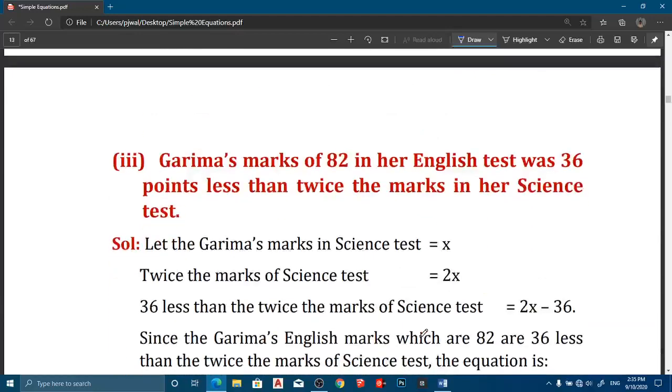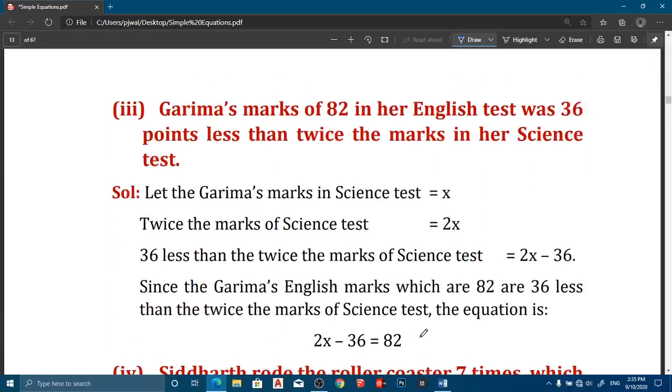Next one, Garima's marks in her English. In her English, she got 82 marks. These marks were 36 points less than twice the marks in her science test. We know how many marks she got in English, which is 82. This number is 36 points less than twice the marks, meaning 2 times the marks she got in the science test, but we don't know how many marks she got in the science test.